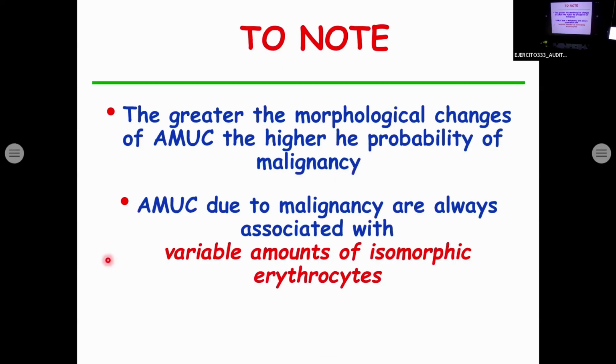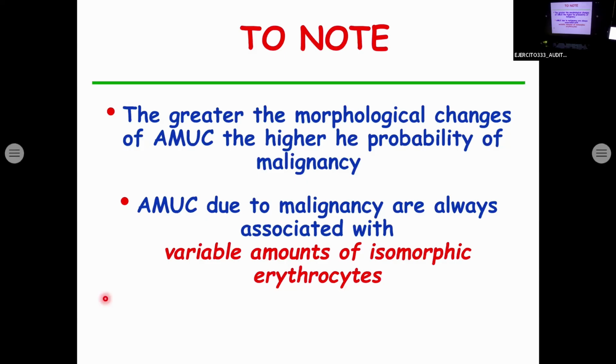To know that the greater the morphological changes of AMUC, the higher the probability of the presence of a malignancy rather than an inflammatory disorder. AMUC due to malignancy are always associated with variable amounts of isomorphic erythrocytes. So if we find cells like this with isomorphic red blood cells, cancer is very probable.